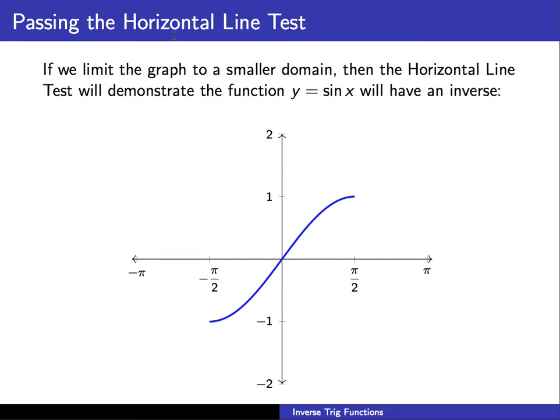So for our sine function, if we limit our domain to be between negative pi over 2 and positive pi over 2, then any horizontal line we draw is going to hit this graph at most one time. And typically with trig functions, we try to get the domain restriction to be somewhere around the origin if possible.